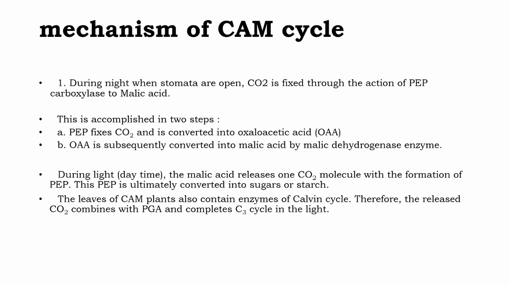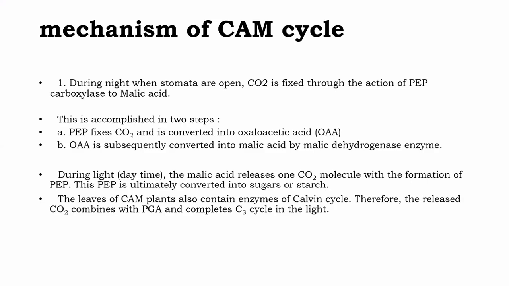Now, mechanism of the cycle. So this also you have to study. This is the ultimate product you can see, and you can study by your own and get an understanding. If I explain, that is difficult for you. The leaves of CAM plants also contain enzymes of the Calvin cycle. I told you, only C3, C4, CAM. They have the C3 cycle. That is a must. In addition to that, they have C4 and CAM cycle.